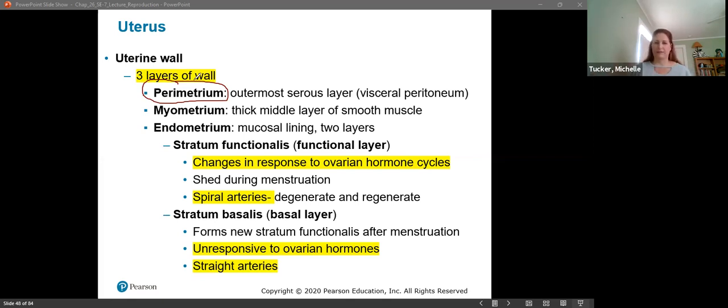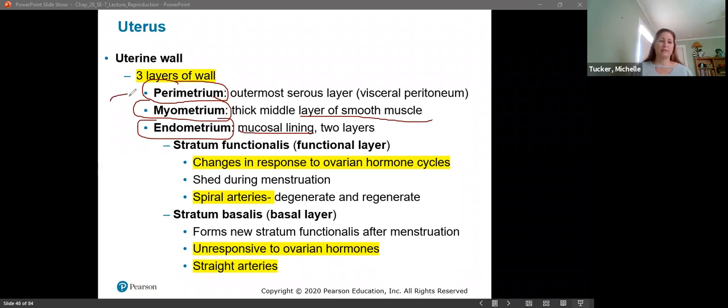So an outer layer, you remember kind of like with muscle, we have like the perimysium and the epimysium and the endomysium. So peri is on the outside. And then we have, for the uterus, there's this thick myometrium. It is a very thick layer of smooth muscle. And then the endometrium, the mucosal lining.